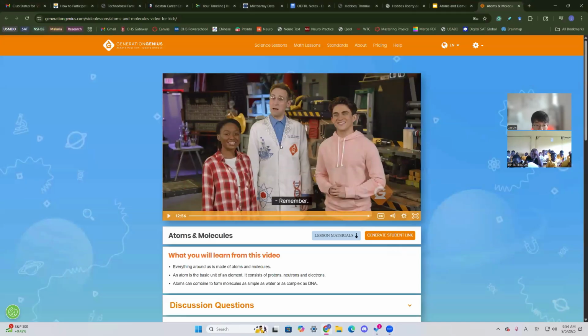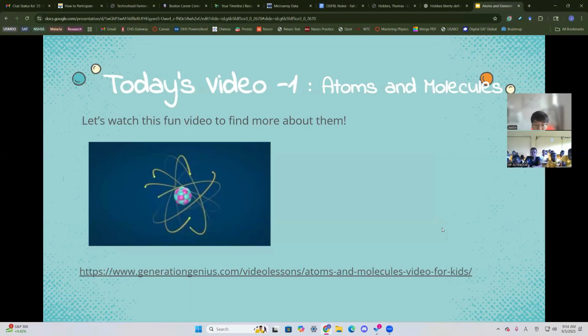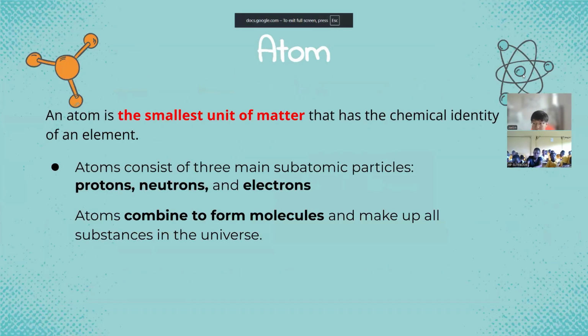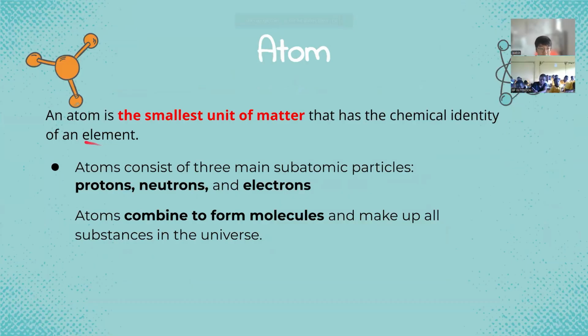I hope you liked the video. It was about atoms and molecules, and we learned about what an atom is. An atom is the smallest unit of matter that has the chemical identity of an element. So, it's the smallest possible thing of any matter. And atoms consist of three main subatomic particles: protons, neutrons, and electrons.